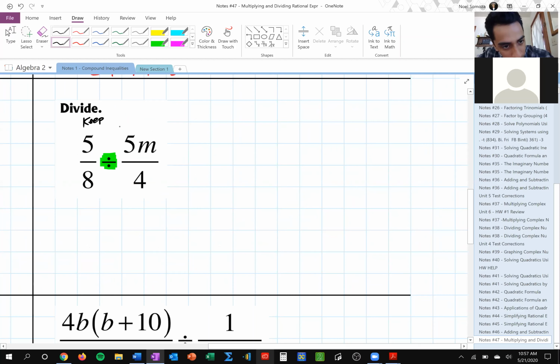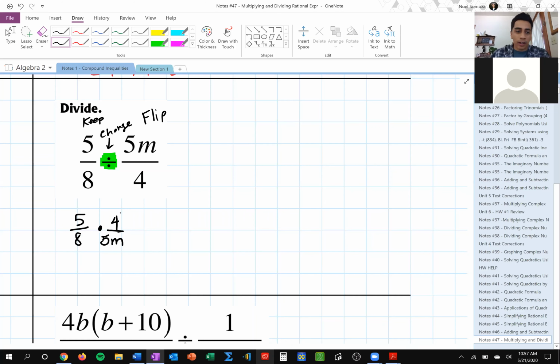change, and flip, which means you're going to keep the first fraction the way it is as 5 over 8. You're going to change the division into multiplication, right? So now it's a product instead. And then you're going to flip the second fraction. So you flip it and you make it 4 over 5m. Okay. Now it's a multiplication problem. You just move straight across, you multiply.